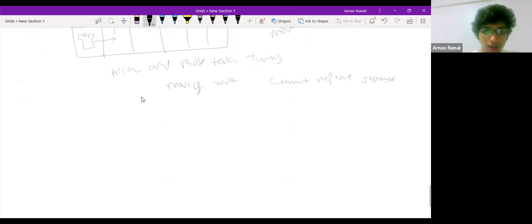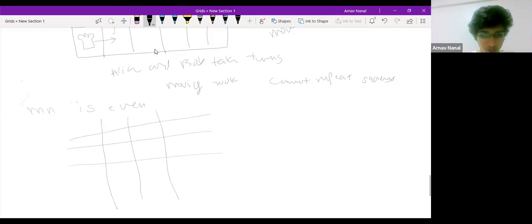Yes, okay. So one thing is you have to make cases: mn is odd, mn is even, because this is the parity sort of thing, since Alice and Bob are two players. So let's say mn is even. What you can do is tile the board using dominoes. I hope you remember what dominoes are. So something like this.